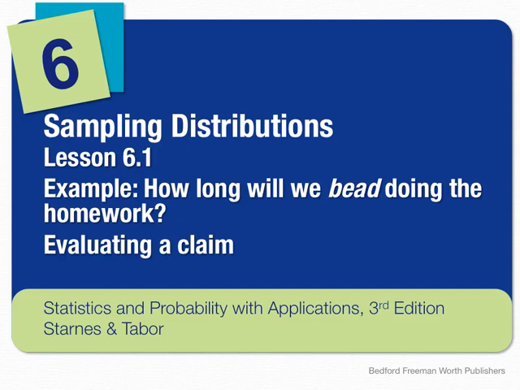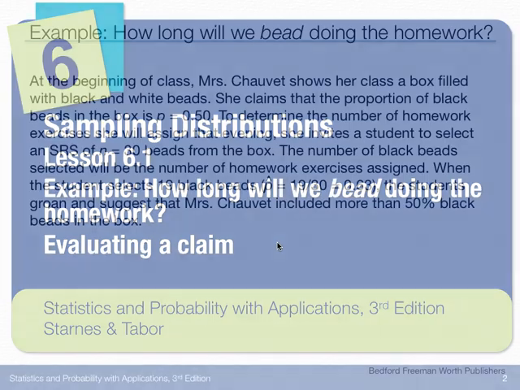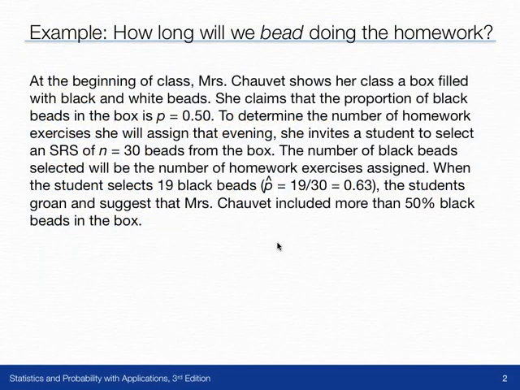In the lesson 6.1 example, we're going to look at evaluating a claim. At the beginning of a class, Mrs. Chavez shows her class a box filled with black and white beads, and her claim is that the proportion of black beads in the box is 50%. That means half are black and half are white.